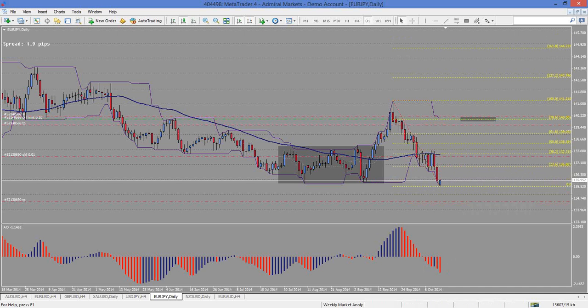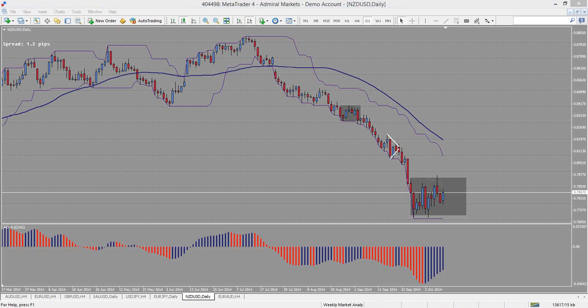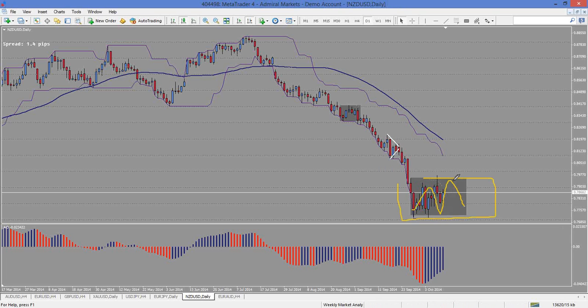Kiwi dollar. I really don't have anything. I just look at this chart, and the only thing that I can see on a daily chart is that it's starting to want to congest. As you can see, I started to draw my box around this area. So I really just have to monitor it and watch it.